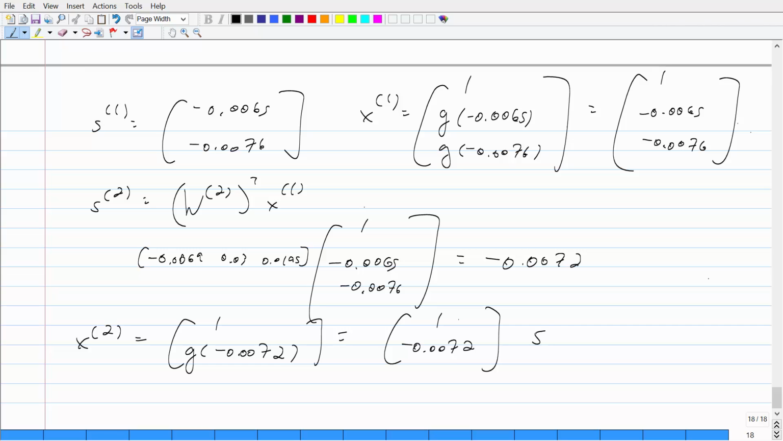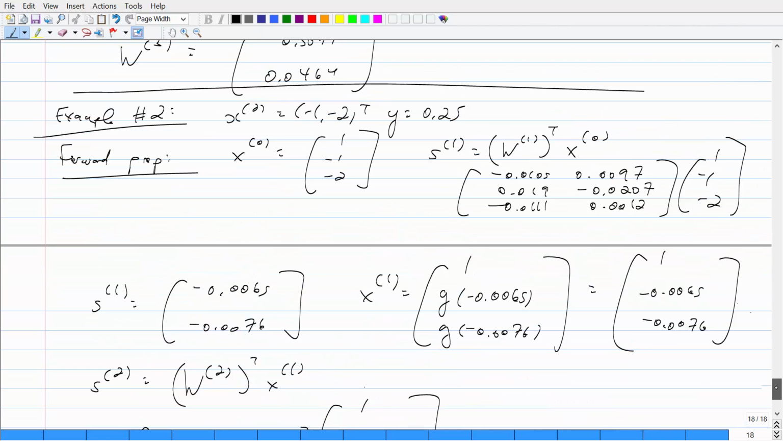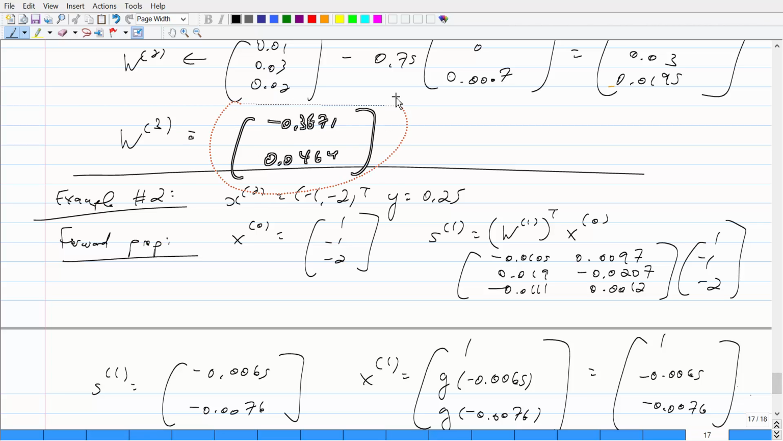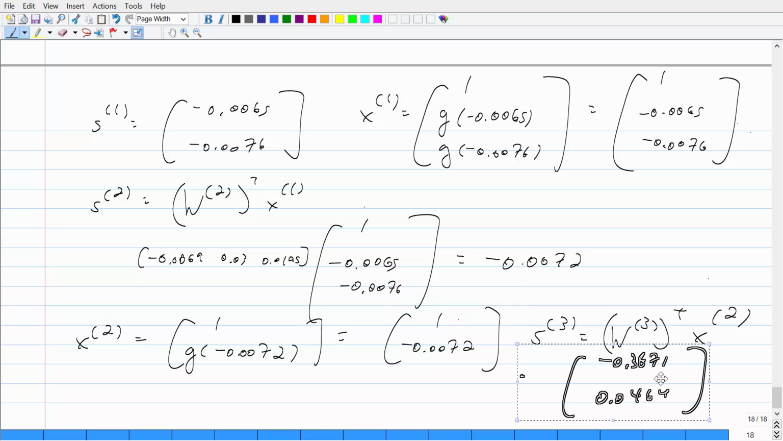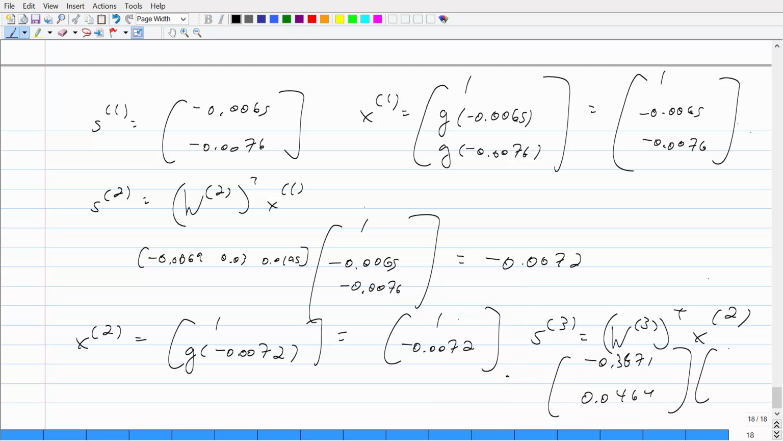Okay? And then finally, calculate the inputs that are coming into the output layer. So we have W3 transpose and then X of 2. And then this weight matrix was right here, this one. We don't use the initial ones anymore because we did an update. Okay? So take this, multiply this by 1. Oops, and I need to transpose this. So 0.0464. Let me just remember that number.